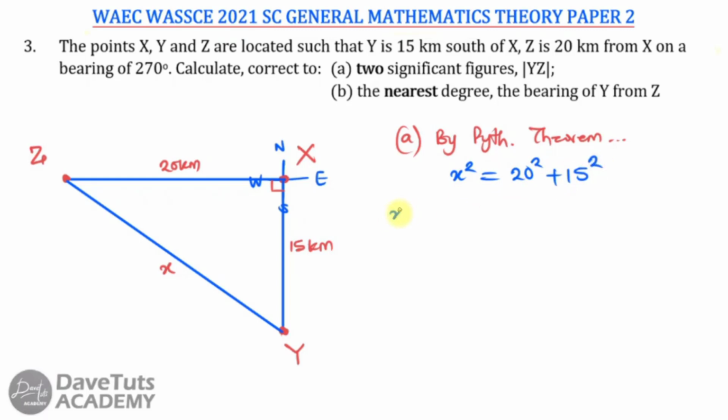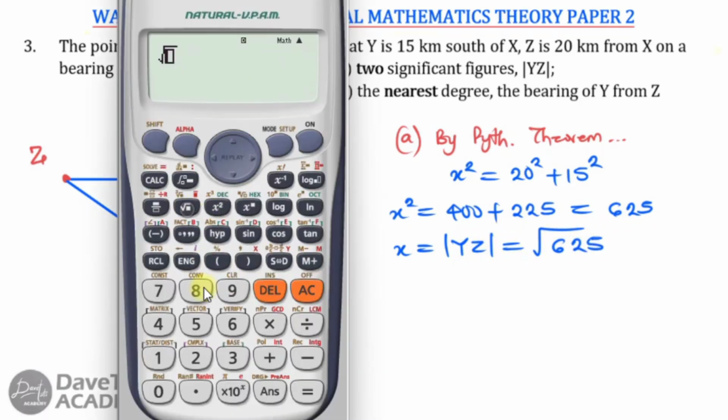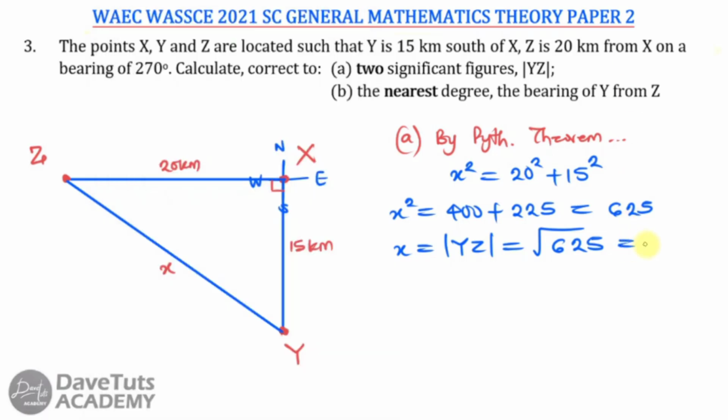Okay, so s squared itself will be 20 squared, which is 400, plus 15 squared, which is 225, so the addition of both will be 625. And x, which is actually the line YZ that we are looking for, will be the square root of 625. So we have the square root of 625, that's 25. So this is even a perfect square. We're asked to find the answer to two significant figures, and we can see this is already in two significant figures, and then the first solution is out and we are good and fine.